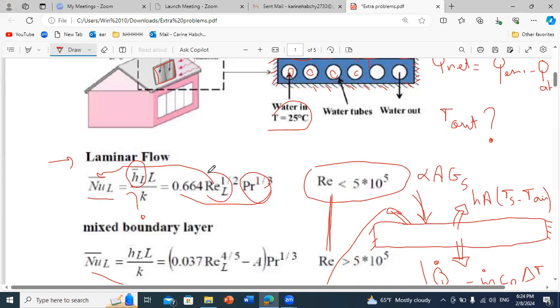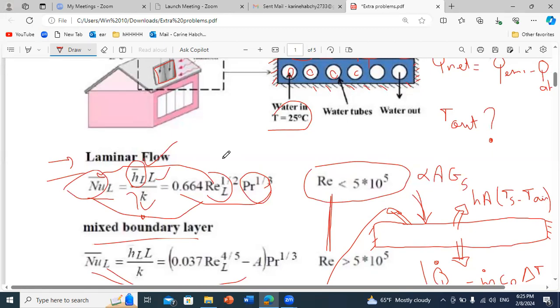So the strategy is the following. Since now we know the convective coefficient and we know the length L of our solar collector and the conductivity of the material, we can calculate the Nusselt number. But we are not sure if the flow is laminar or turbulent. Because if it's laminar, we have a function relating the Nusselt and Reynolds, and if it's turbulent, we have a different relation. So to know which one to use here, we are forced to make an assumption.